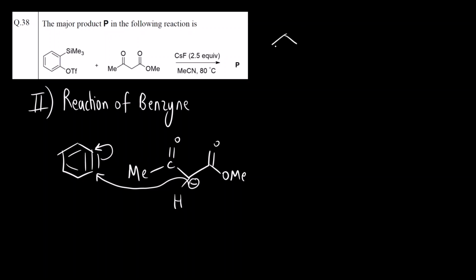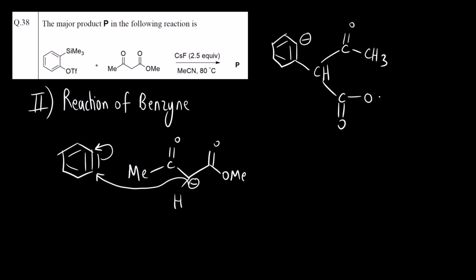So what we have got is benzene, negative charge, then there is CH, C double bond O, Me, I am writing as CH3, and the other group is the ester group, C double bond O, OCH3. Now the next step is intramolecular nucleophilic addition. Intramolecular means the reaction is taking place within the molecule. Which reaction is taking place? Nucleophilic addition. Nucleophile is added.